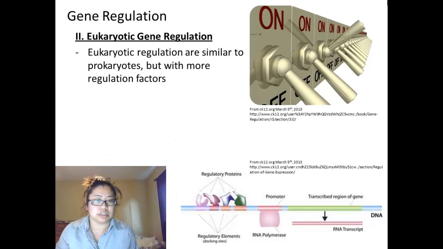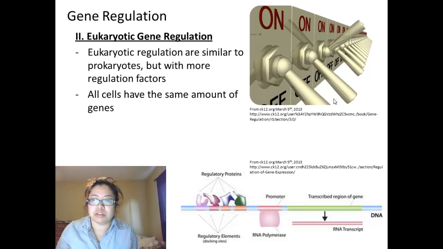Eukaryotic gene regulation is very similar to that of prokaryotes, but there are more regulation factors because eukaryotic cells are more complex, so their regulation process is more complex. As a reminder, gene regulation is an on and off process, just like the picture here, demonstrated by CK12. There are basically switches by which your body determines which genes can be turned on to make the certain proteins which they need.